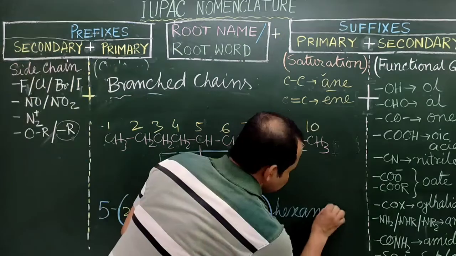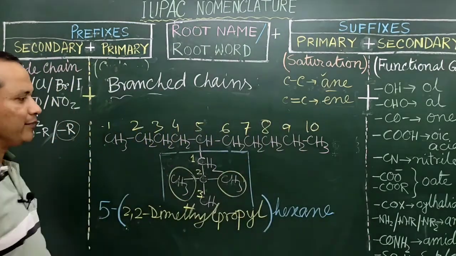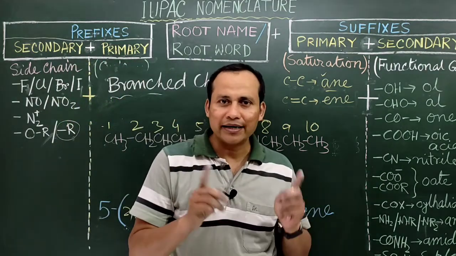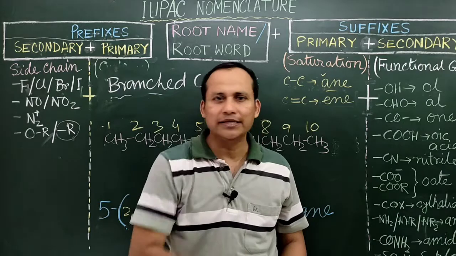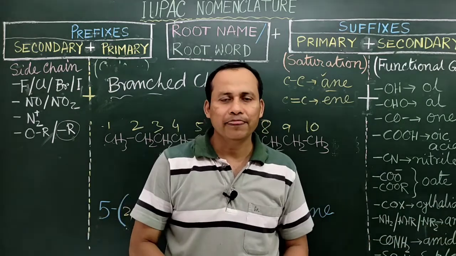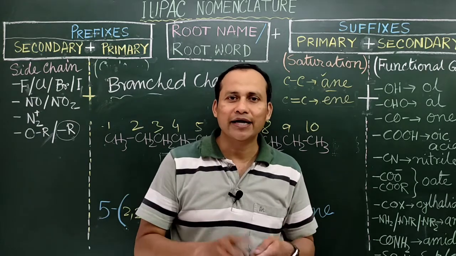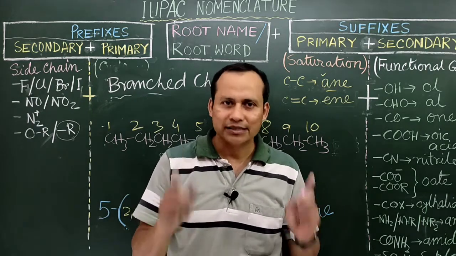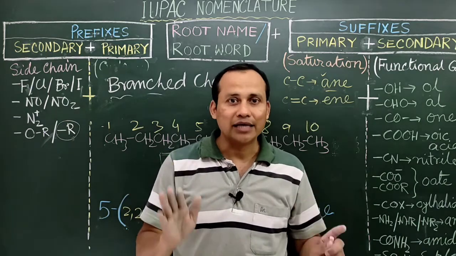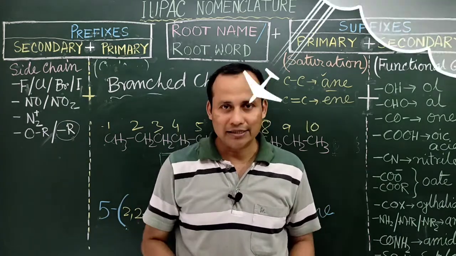Now as usual, so this is the name of the compound. So in this way complex groups are named, and one more example is there. If we consider this thing, then we shall be able to give the name of any complex substituents. So let me enter into the last example for today's class.